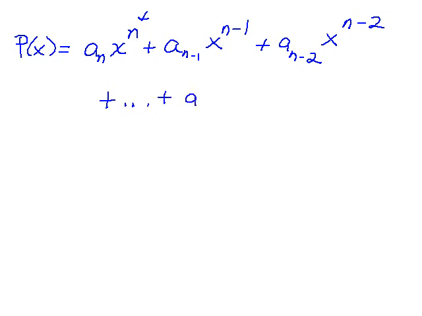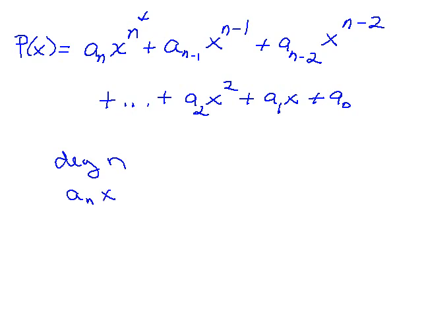And finally, I'll end up with an a2 times x squared, right? And then there'll be an a1 times x, and then a0. So that's the general form for a polynomial. The a's denote the coefficients. This is a polynomial of degree n. The leading term is a_n x to the n. The leading coefficient is a_n. The constant is a0.